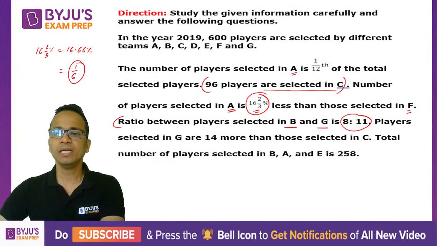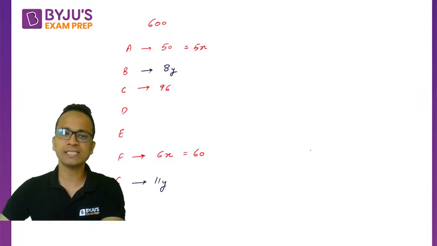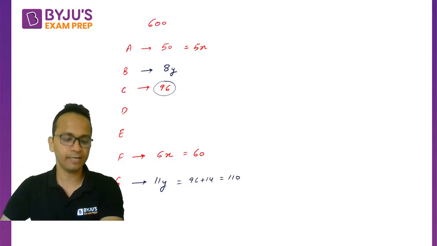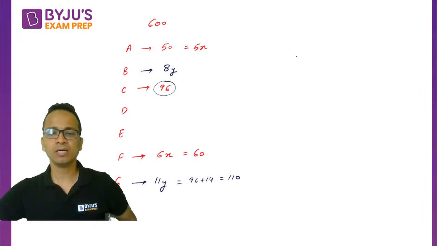Okay. Now further it is given that players selected in G are 14 more than that of C. So C से 14 ज़्यादा है G का value. C is already given as 96 and G will be 96 plus 14, that is 110. Okay, fine. Maheshwari, I'll repeat that part.